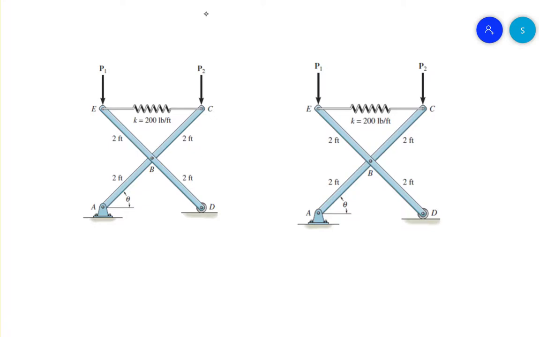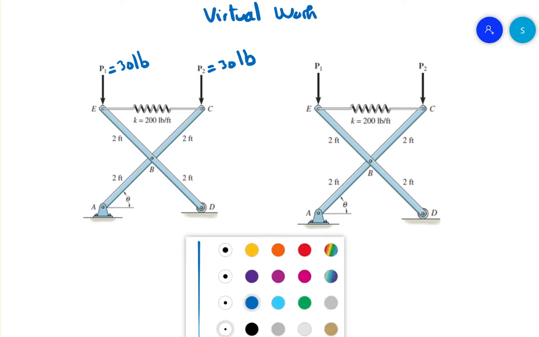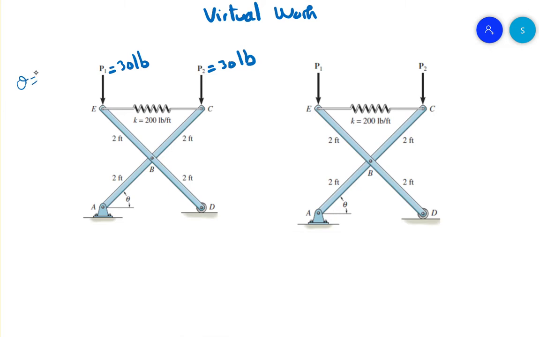Okay, so let's speak about virtual work. We want to find the position for equilibrium, knowing that P1 is equal to 30 pounds and P2 is equal to 30 pounds. And the spring is unstretched when, so the delta 0, when theta equals 45 degrees, the spring is unstretched.